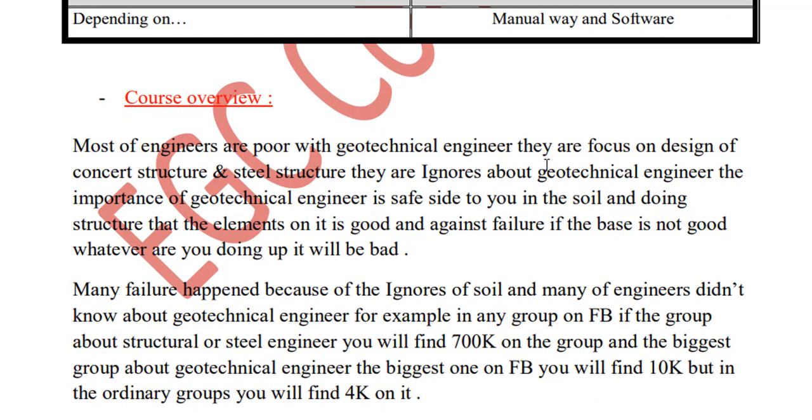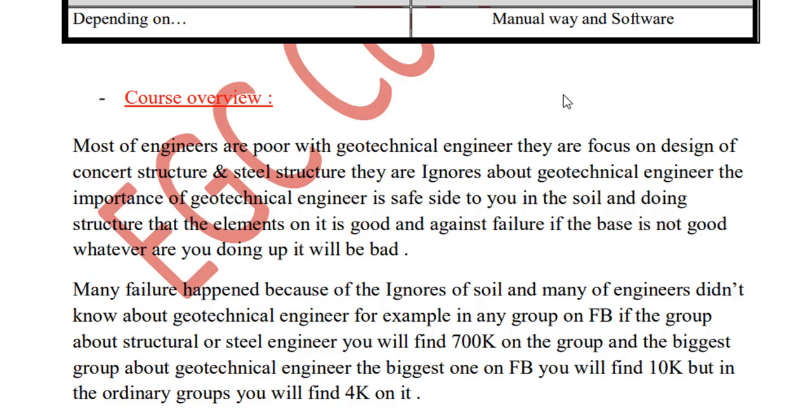Course overview. Most engineers are weak in geotechnical engineering. They focus on the design of concrete and steel structures and are ignorant about geotechnical engineering. The importance of geotechnical engineering is to keep you on the safe side in the soil, so that the structural elements are good and safe against failure. If the base is not good, whatever you do above will be bad. Many failures happen because of ignorance of soil, and many engineers don't know about geotechnical engineering.